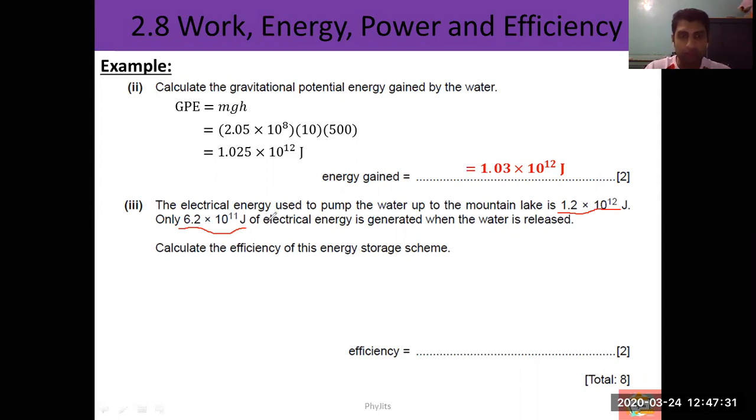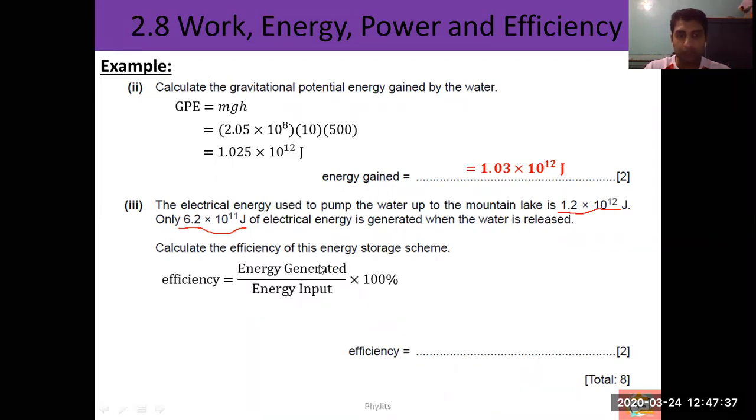So the efficiency of the system can then be calculated. Energy generated over energy input. Energy generated is only this amount, 6.2 times 10 to the power of 11, and energy input is 1.2 times 10 to the power of 12. So we get our efficiency of the system to be only 51.6%, which can be rounded off to 52%.